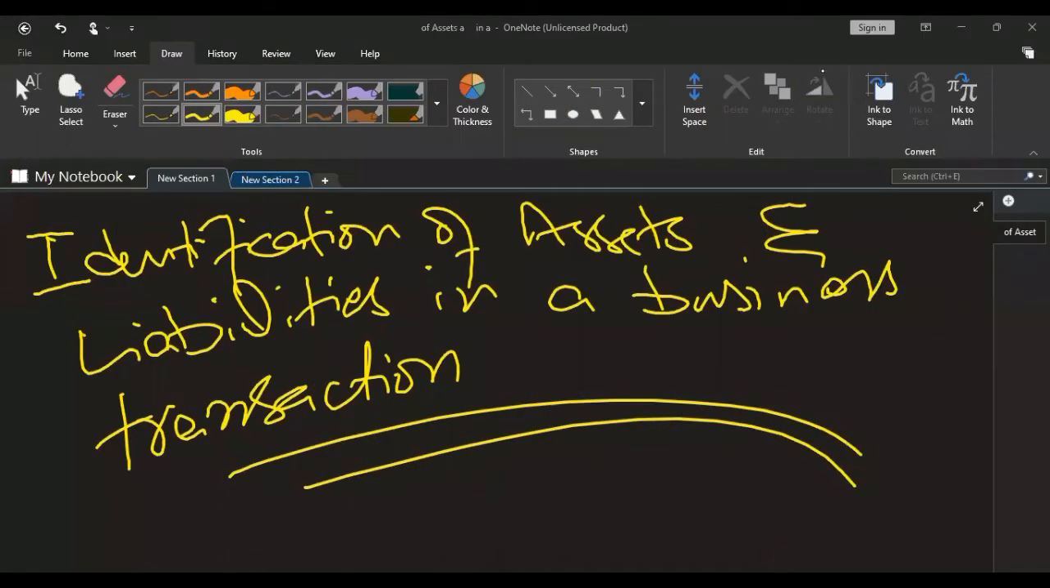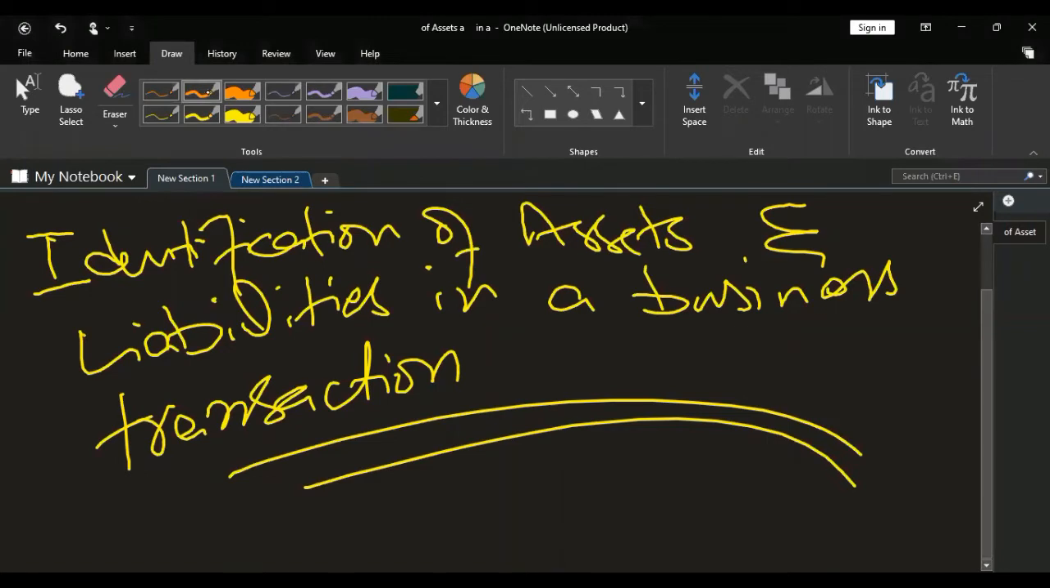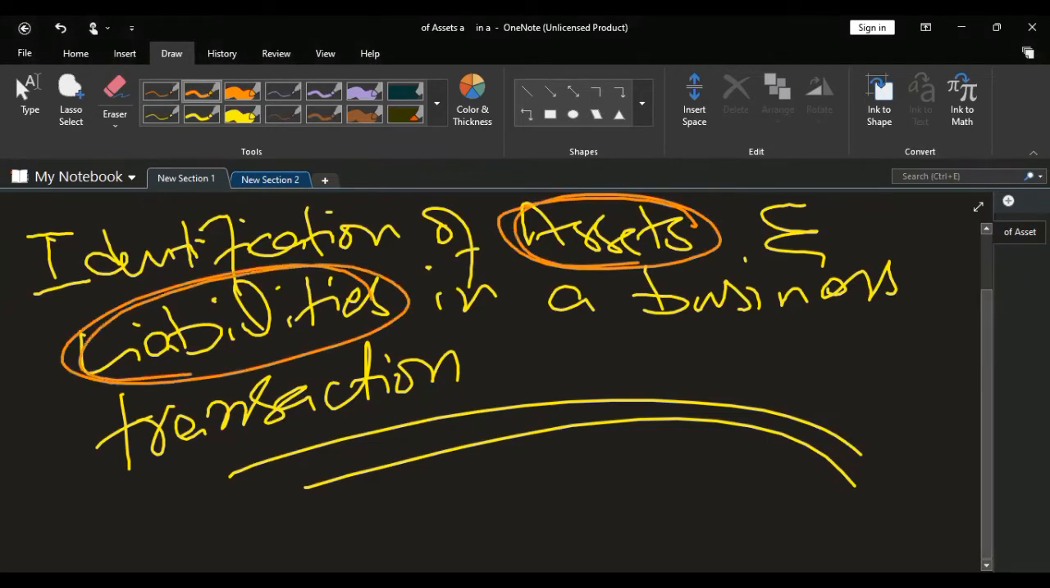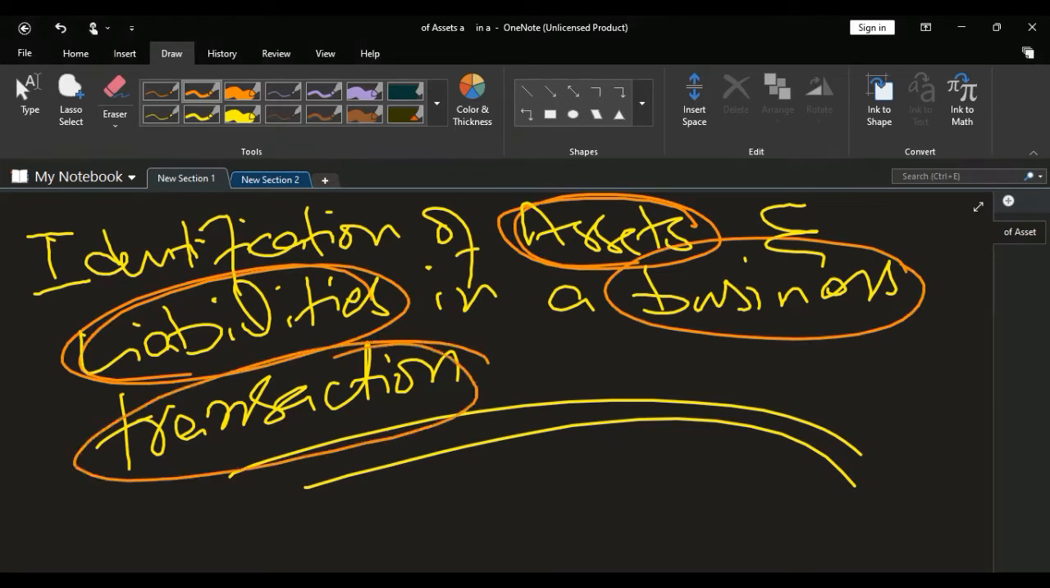I'm Jawad Ahmad, and today we are present in our next class on accounting entries or double entry system, in which we are going to separate our assets from liabilities in business transactions.